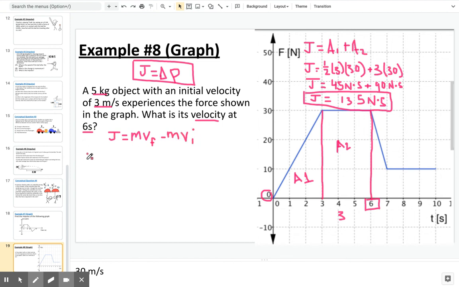So I'm going to plug in for my impulse 135 Newton seconds. It will be equal to 5 kilograms times the final velocity, which we are trying to find, so we'll leave as a variable, minus, again, 5 kilograms times 3 meters per second. We multiply those two, we'll get 15 kilogram meters per second.